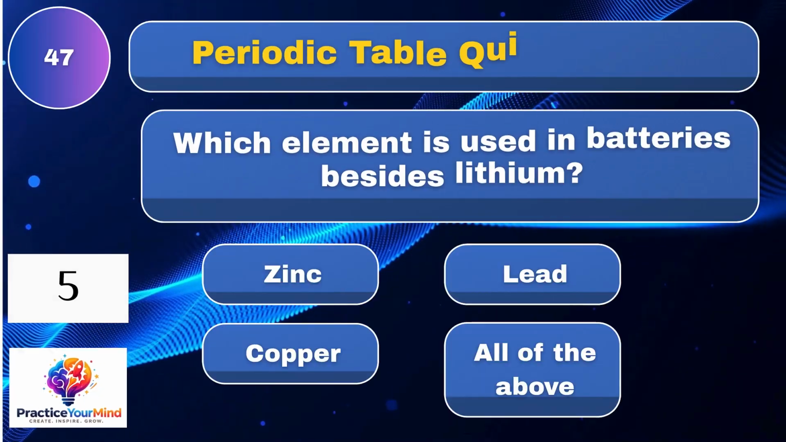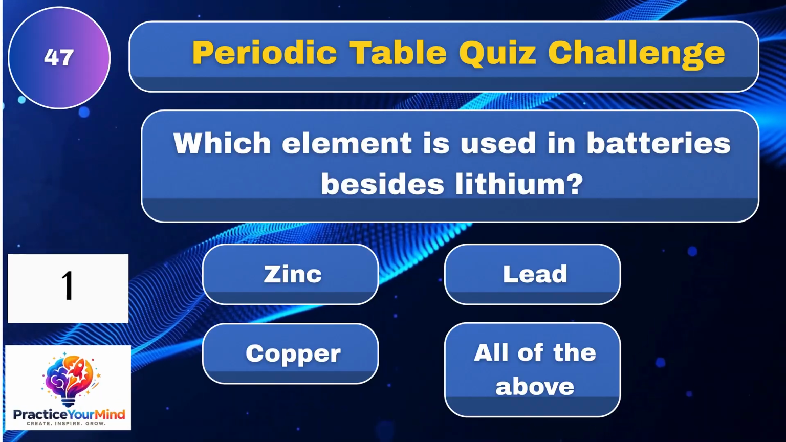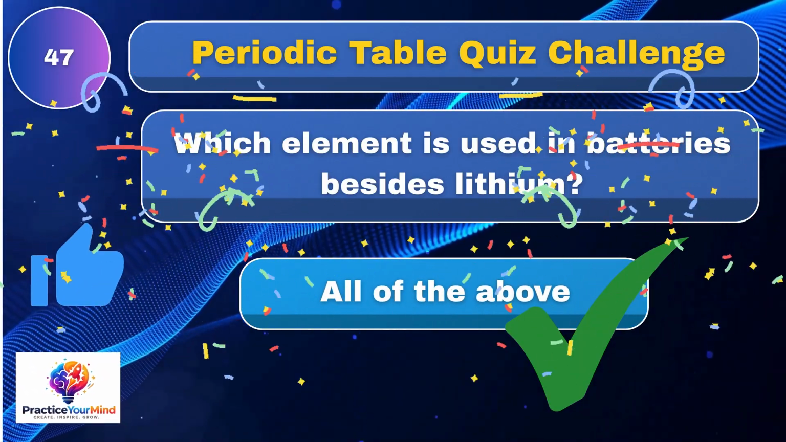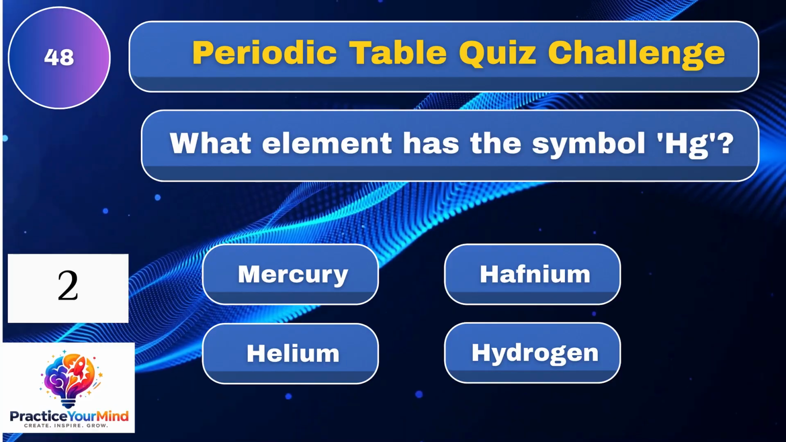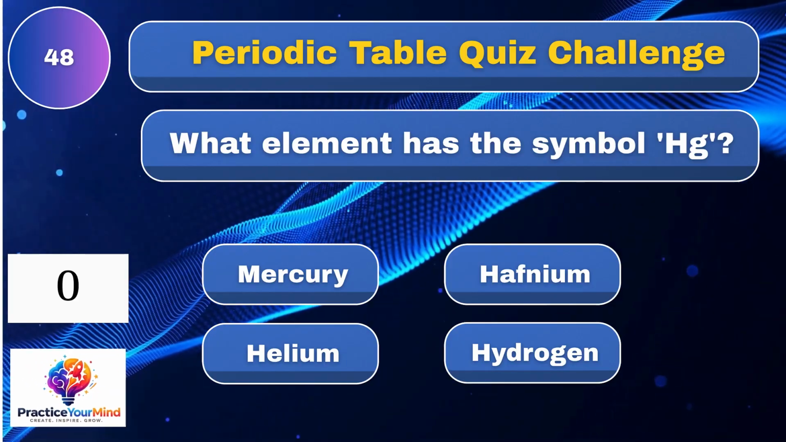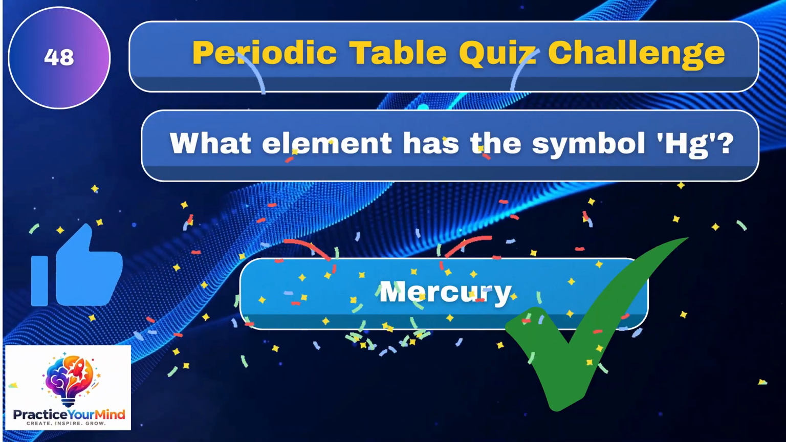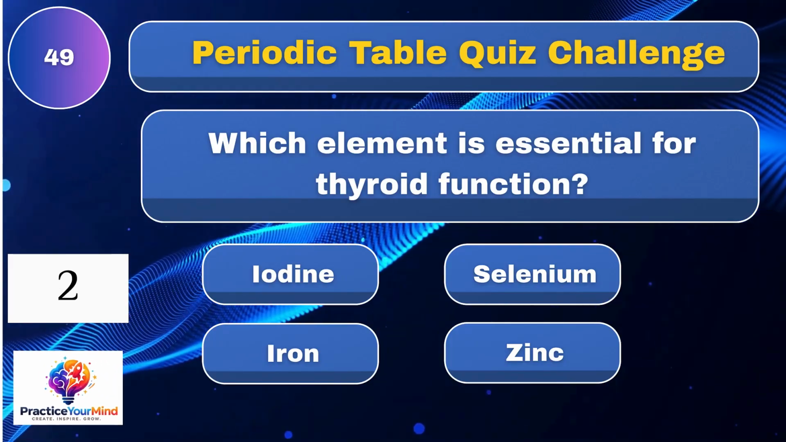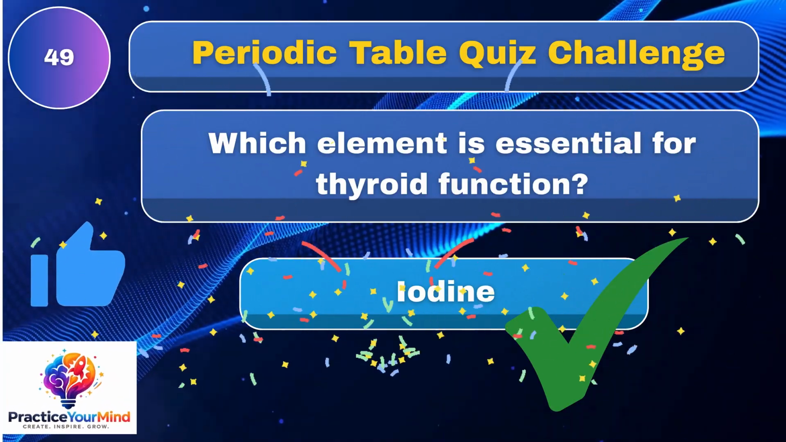Moving to question 47. Which element is used in batteries besides lithium? Exactly. Zinc, copper, and lead all help store energy. Next question, 48. What element has the symbol Hg? Correct. Hg stands for mercury. Moving on, question 49. Which element is essential for thyroid function? Great. Iodine supports thyroid health.